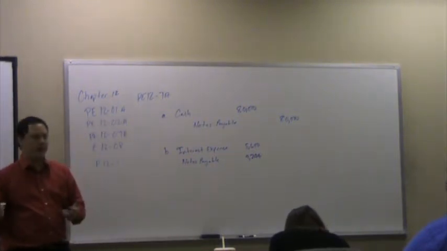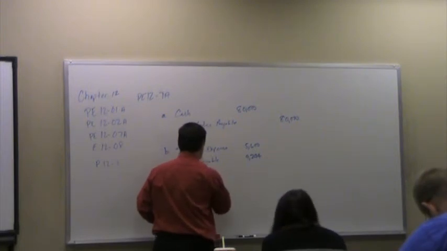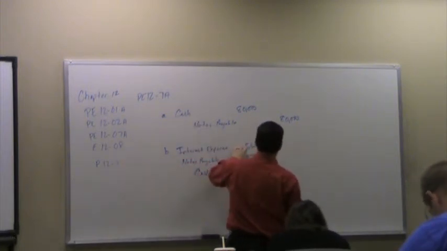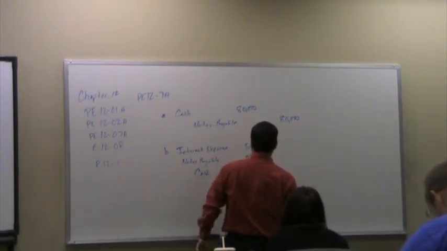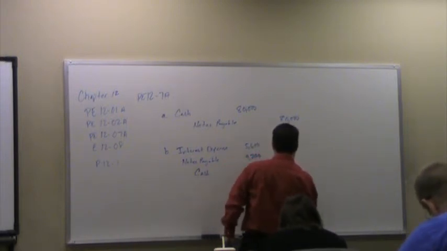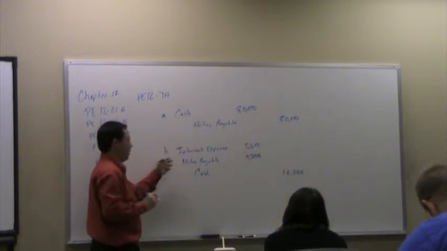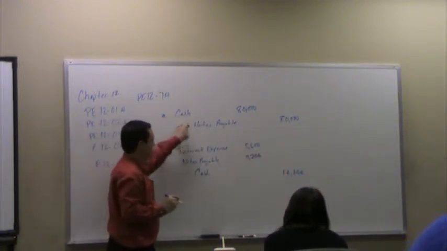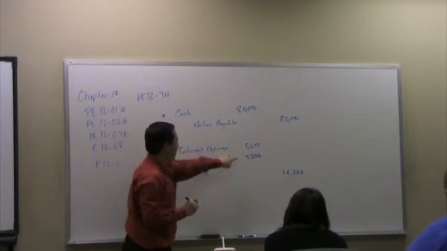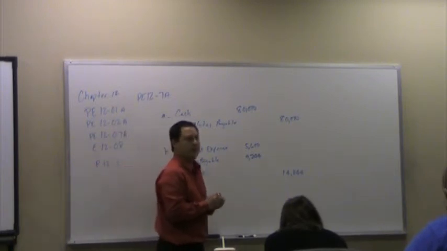Now, how would we pay for that? Cash. So cash, we're going to credit. This total, we paid all of this. So that comes out to be 14,844. All right, so that's what we pay out. So part of it's going to our principal, which is notes payable, reducing it by that much. And then interest expense is the interest that we are paying.